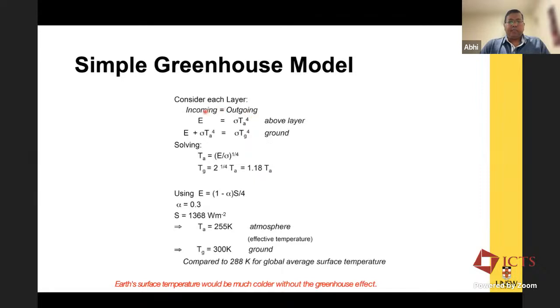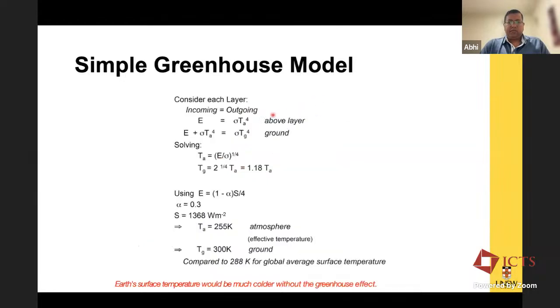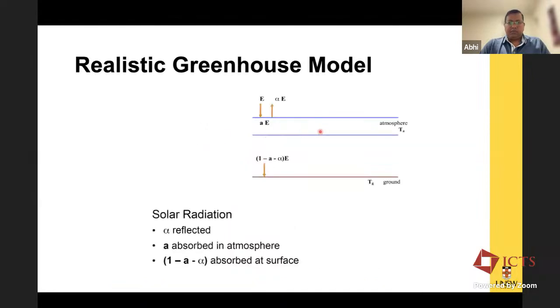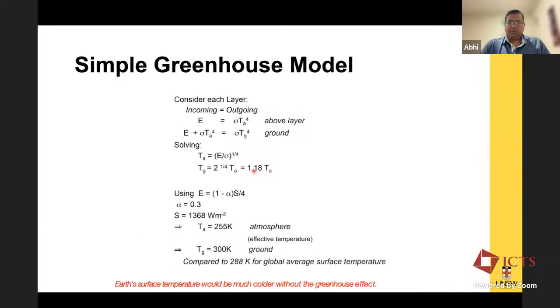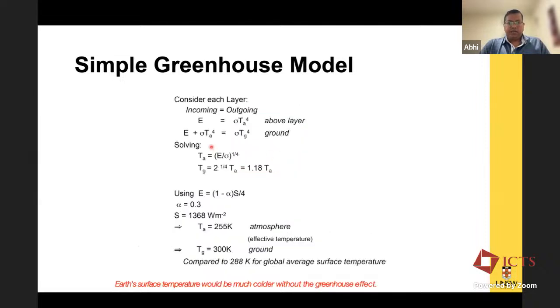We can consider each layer. So, for example, in the incoming layer, the energy here is equal to sigma Ta to the power 4, and then we can also use the ground as a reference to build up the second equation, which is E plus sigma Ta to the power 4 is equal to sigma Tg to the power 4. So that is at the ground.